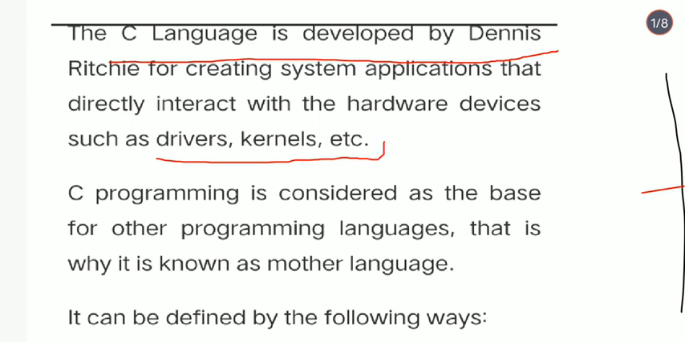Another thing is that the C program is considered the base for programming languages. That is why it is known as the mother language, as I have already told you. It is used as a base for other languages, and if we modify the C language we get other languages like C++, Java, Python, with a little bit of difference. So these are modifications of the C language, and it can be defined in the following ways. There are some properties we are going to discuss about the C language.